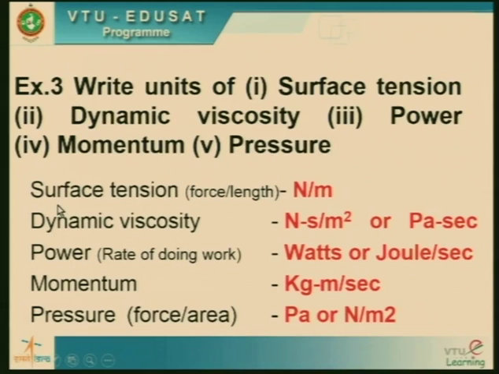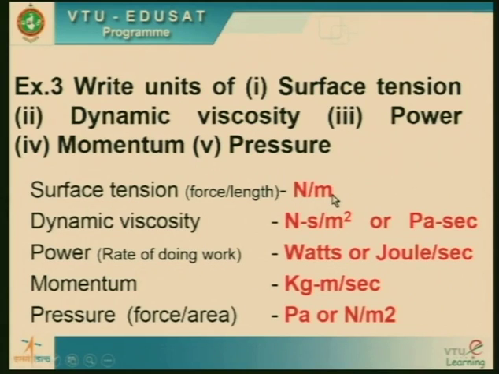Surface tension, as I described earlier also, is force per unit length, correct. It is a tension at the surface. You remember the membrane, a blade was not sinking or a bird can walk. Surface tension is force per unit length. Force is given by Newton and length is given by meter. Is it okay?